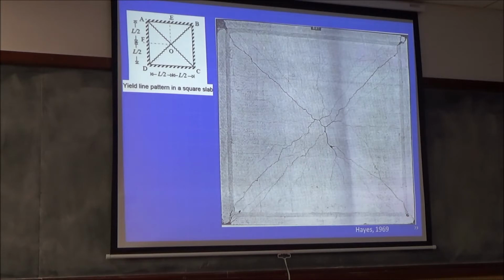Now, you have to know how to calculate the collapse load. So we are doing a limit analysis, but we are not looking at sequential formation of hinges. We are looking at the final stage. Yield line has formed, and this has become a pyramid, and this point has gone down. There are two simple ways of analyzing this. One is called the principle of virtual work or virtual displacement.